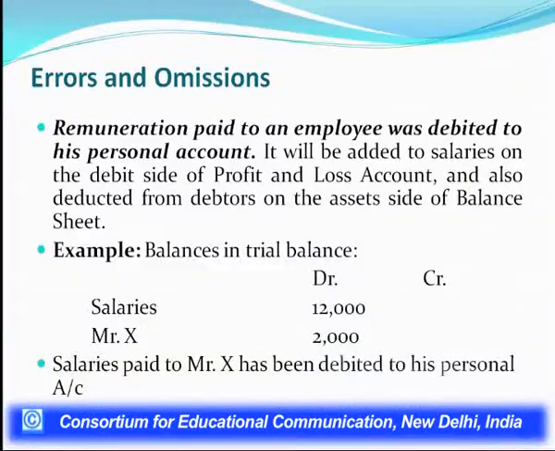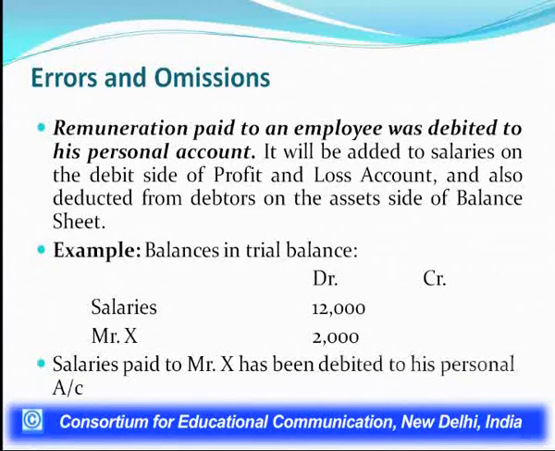Another error we can take as an example: the remuneration paid to an employee which was debited to his personal account. Suppose the salary is to be debited to the salaries account, not the personal account of the employee. If this is an error, it is to be rectified. In the example, the salaries account balance has been given as 12,000, and Mr. X's debit balance is given as 2,000. It is mentioned that the salaries paid to Mr. X have been debited to his personal account.